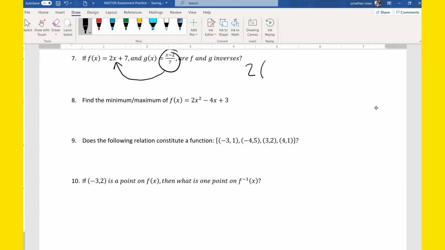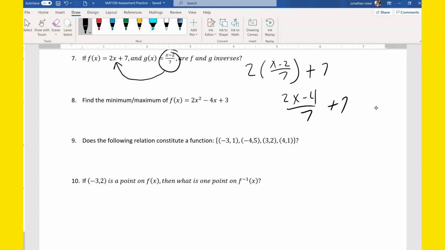So going the way that I just said, I'm going to say x minus 2 over 7 in the place of that x there, and then plus 7. So we distribute the 2 and the 7 don't cancel, so I get 2x minus 4 over 7 plus 7. I can already tell this is not going to just get x, so I don't think they're inverses. But I can keep going to prove it, to simplify it fully.